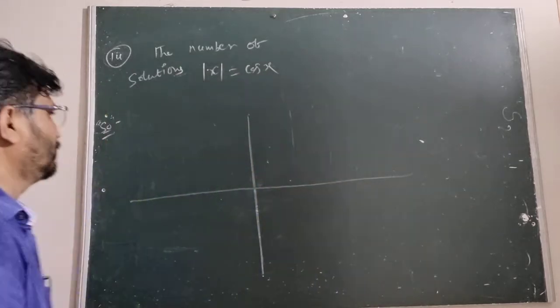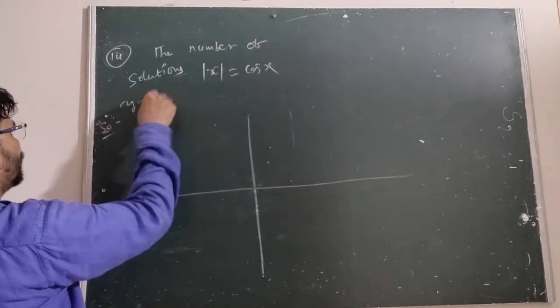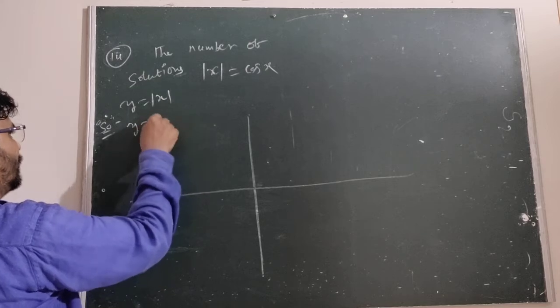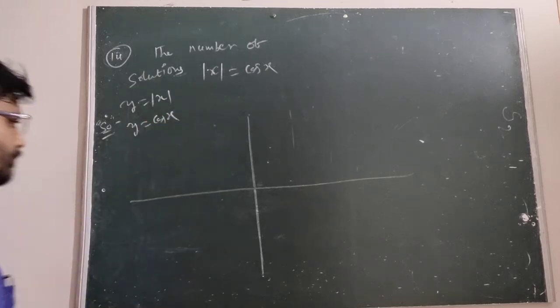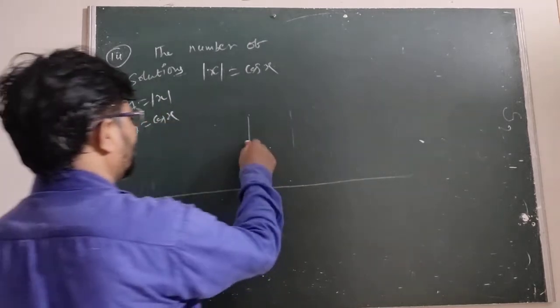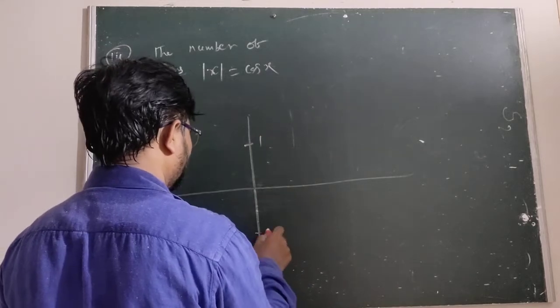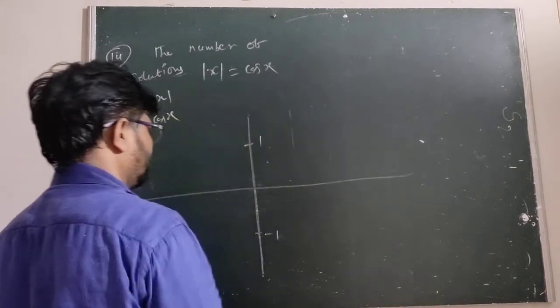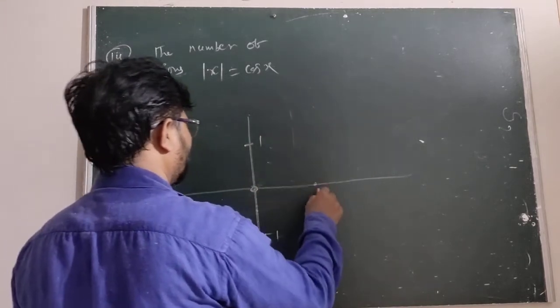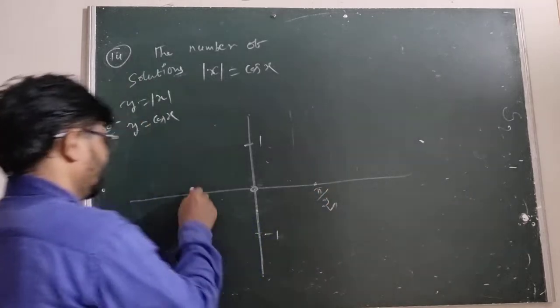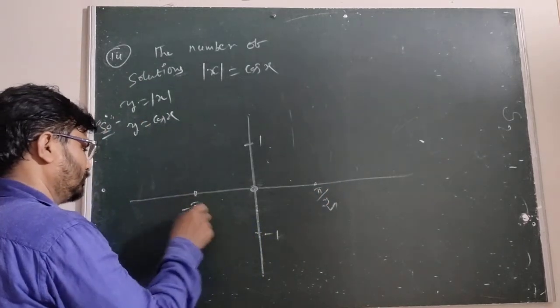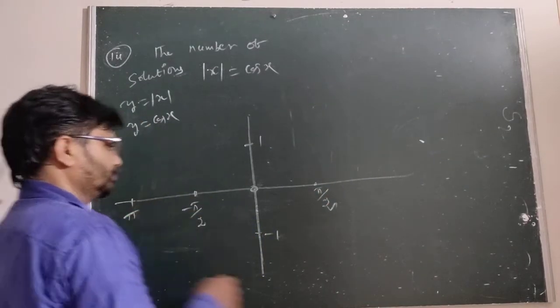The mod x is always positive. We know that y equal to mod x is the first graph and y equal to cos x. The maximum value of the cos x is 1. The minimum value of the cos x is minus 1. This is the 90. Here, this is the minus pi by 2, whereas it is pi.